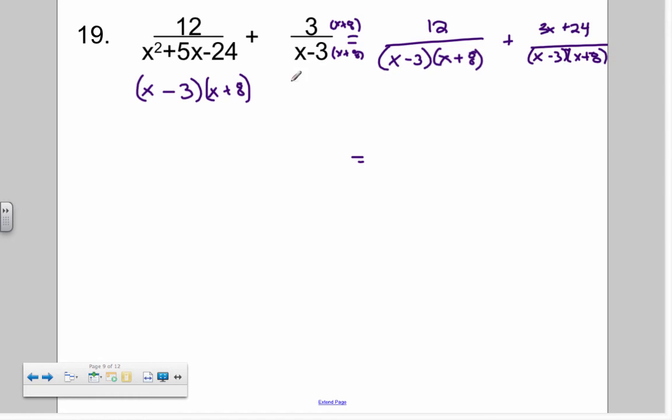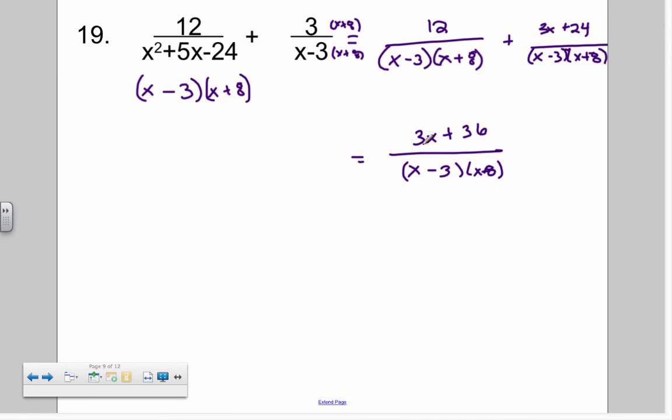Now that I have converted both my fractions so that they're equivalent, I can go ahead and combine like terms. 12 plus 24 is going to give me 36. And then I have x minus 3 times x plus 8. So 3x plus 36 will be my numerator, and x minus 3 times x plus 8 is my denominator.